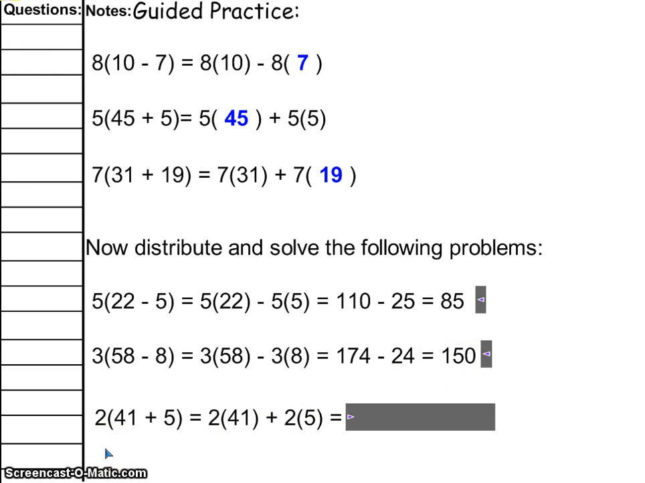Here's our last guided question. Again, distribute what's on the outside of the parentheses to everything on the inside of the parentheses. So then we would do 2 times 41, and since the operation on the inside is addition, we're going to add, and then we're going to distribute the 2 to the 5, so then it's 2 times 5. Once we multiply 2 times 41, we get 82, and we multiply 2 times 5, and we get 10. We're going to add those products together, and our answer will be 92.